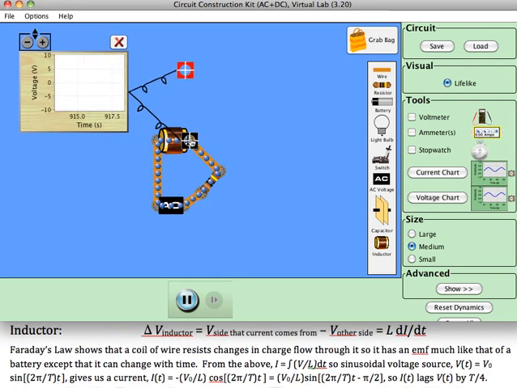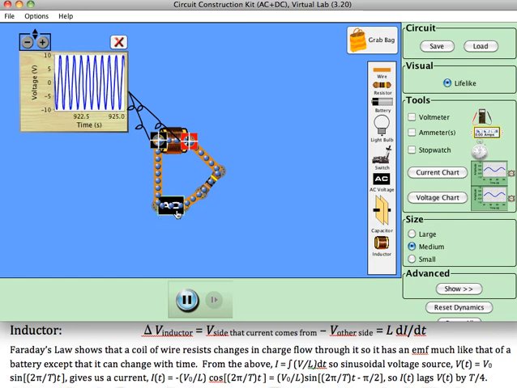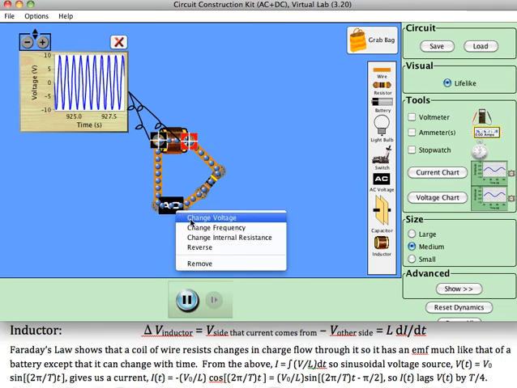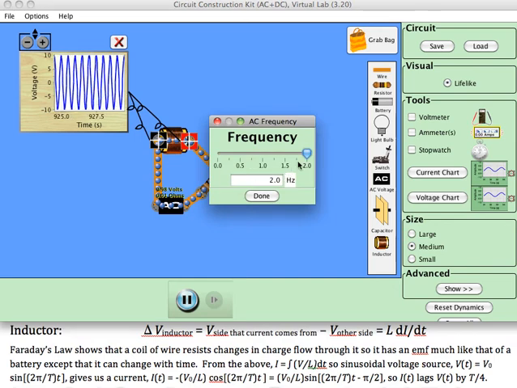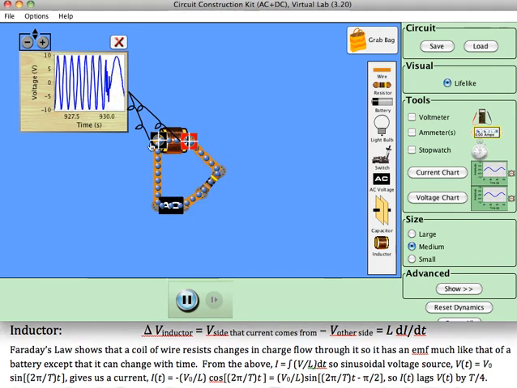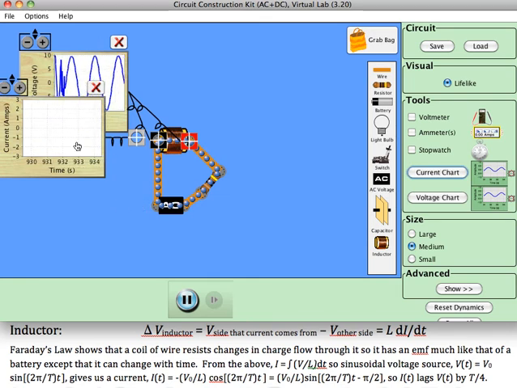I can put an inductor in place of the capacitor. Look at the inductor voltages. Still going up and down 10 volts. Let's go back to some reasonable frequency so we can see where the peaks are a little better. Back around that kind of frequency, then we can identify where the maxima and minima are.